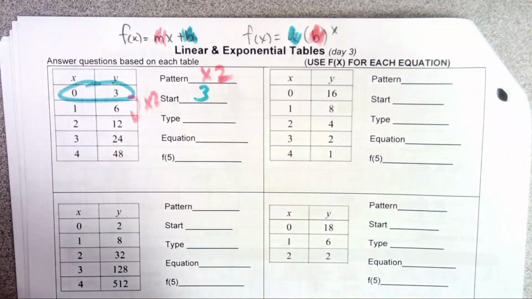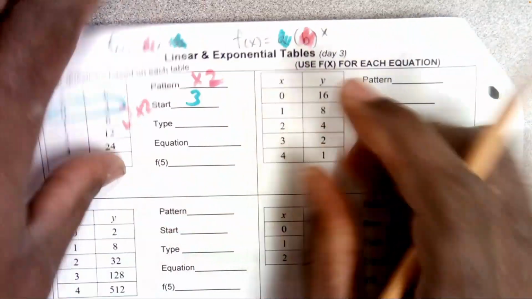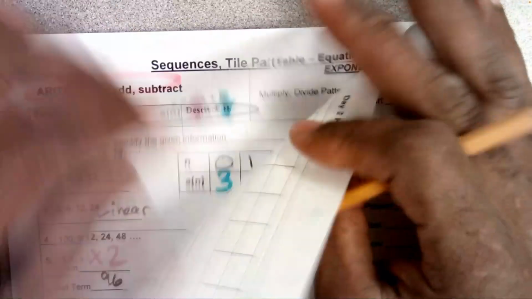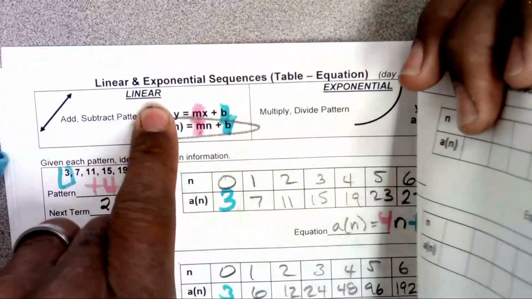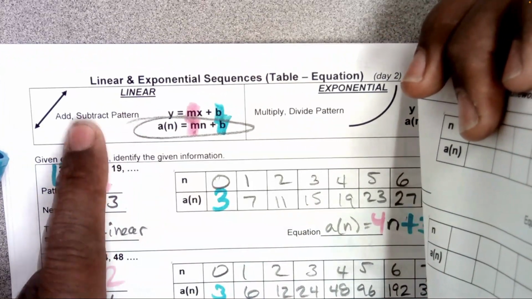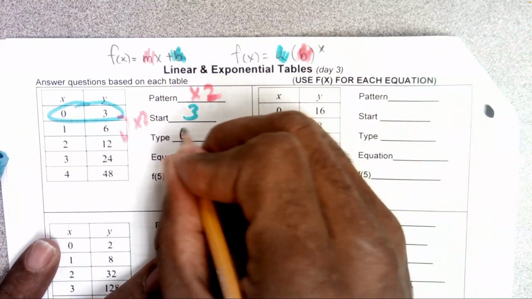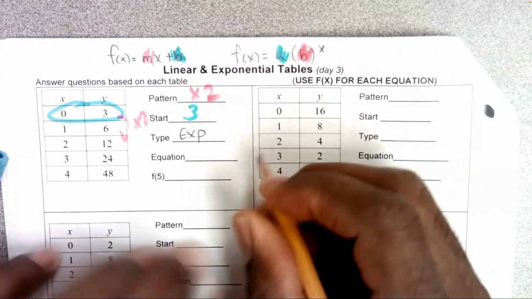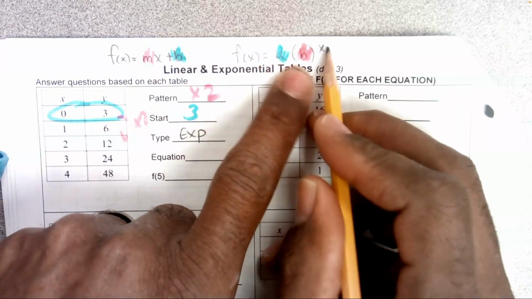Okay, what type is this? We have a few different ways of saying that. We have arithmetic and geometric. Add, subtract is arithmetic. Geometric is multiply, divide. But we're going to continue to use the linear and exponential terminology. So remember, add, subtract is linear. Multiply, divide is exponential. So we're just going to put exp here for exponential. The equation is going to be this one, the a times b to the x.